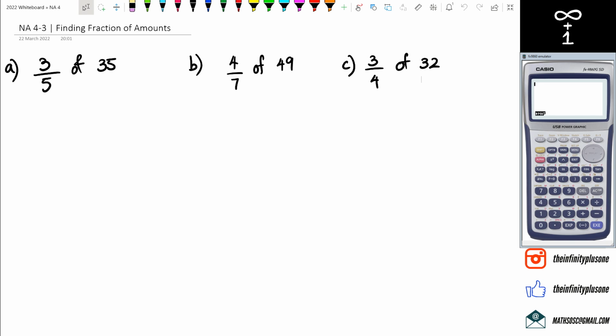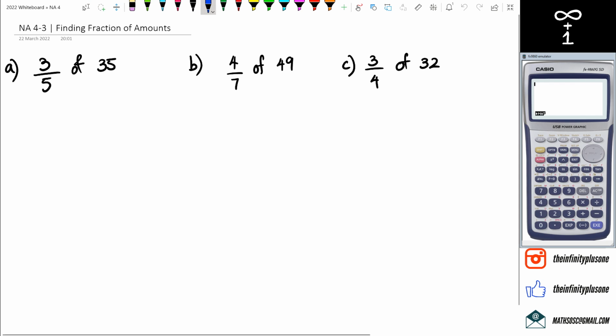Hey guys, in this session we're going to be looking at finding fractions of amounts. Now, we have done something very similar back in, I think it was NA31, fractions of quantities. I go into a little bit more detail in that video, so have a look at that if you want to understand some of the basics behind it. But other than that, I'm just going to go straight into these questions and show you guys how to get the answer.